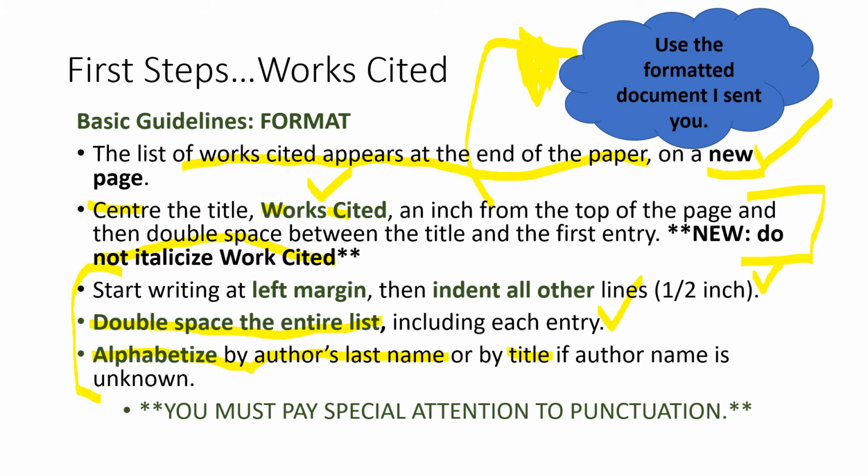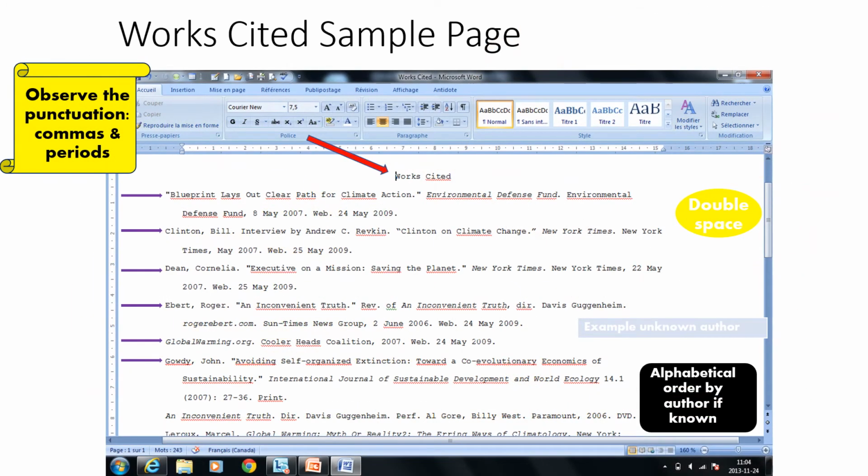If you don't, you'll have to use the web page title and make sure that things are in alphabetical order in your works cited page. You also have to be careful of punctuation. Very important. Let me show. Don't freak out. This is what a works cited page can look like.